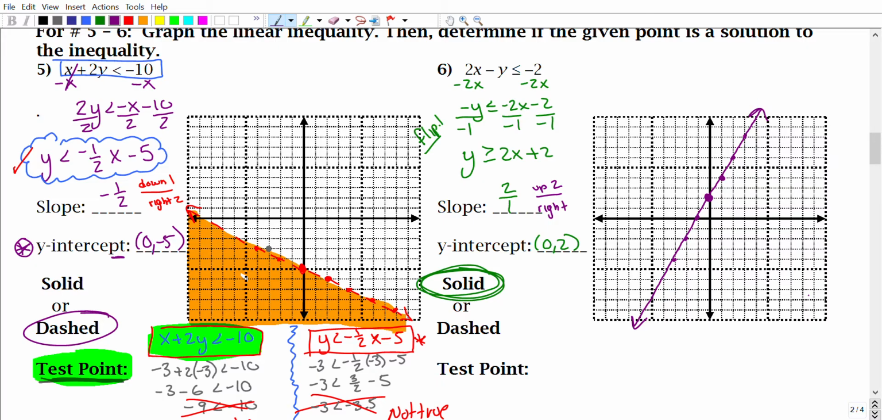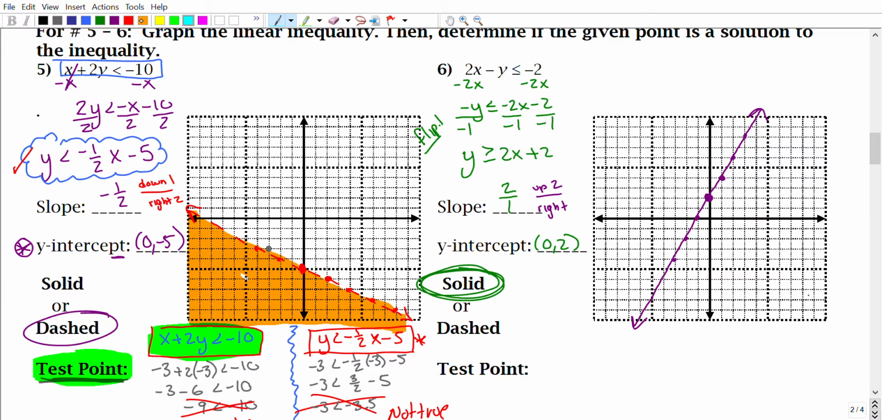Now we have to figure out, are we going to shade above or are we going to shade below? Okay, so let's see. We have y is greater than or equal to 2x plus 2. Greater than means above. You have to ask yourself, which way is above? This side that's almost like on the left side of that line, or on the right side? Well, think about it. And this is one way to figure it out, guys.